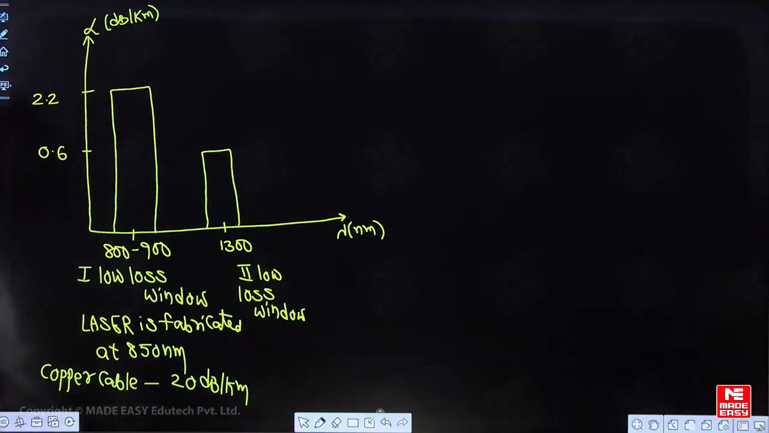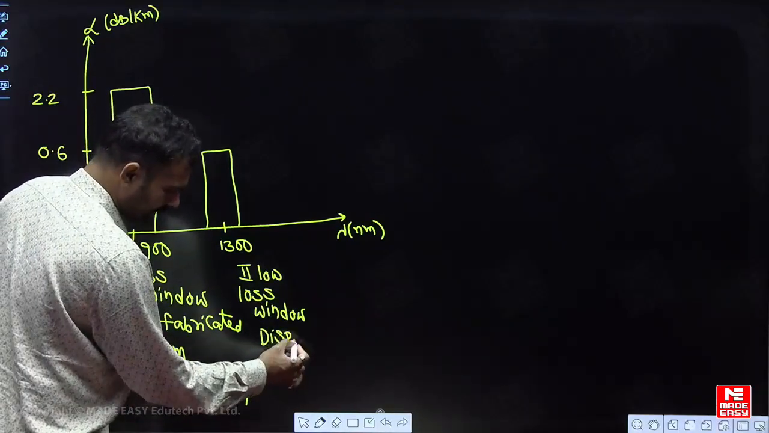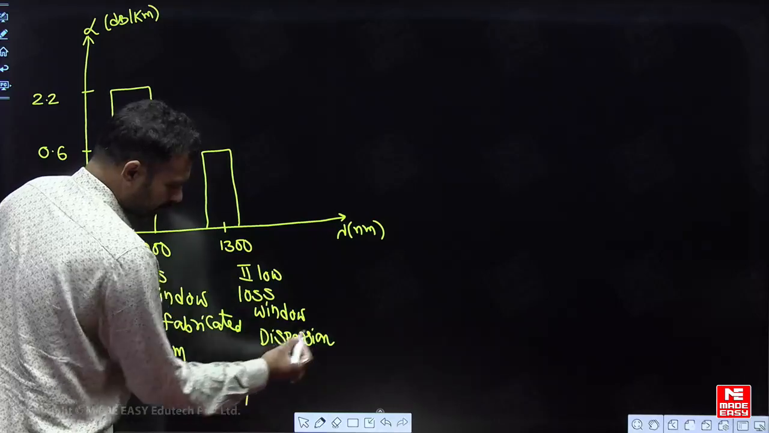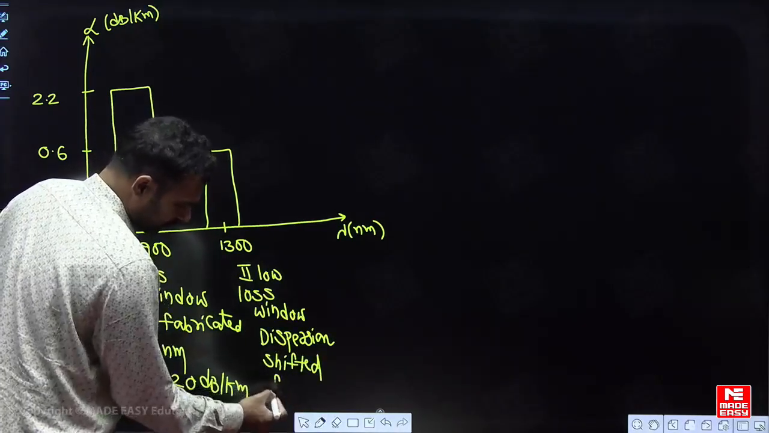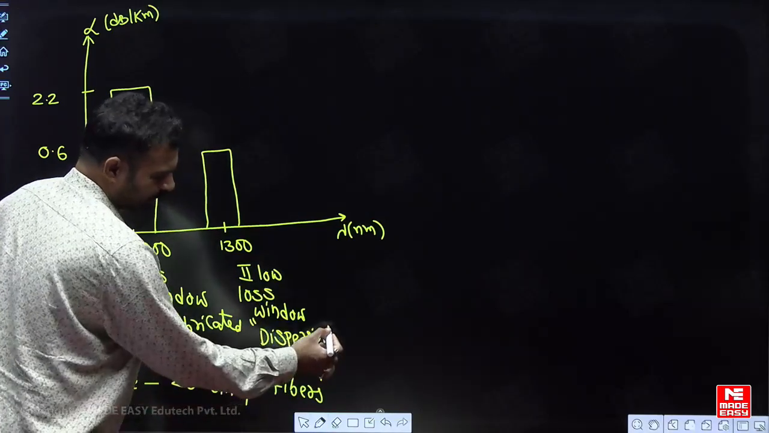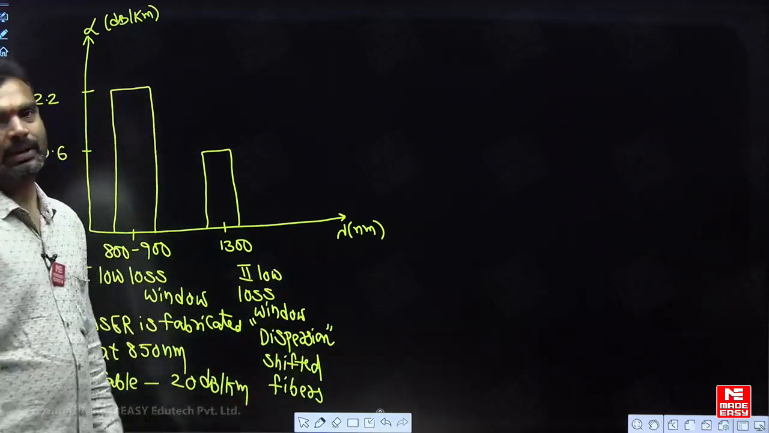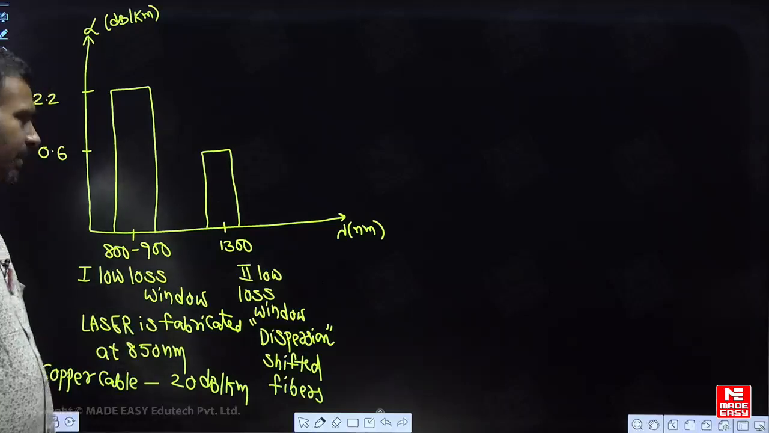In the second low loss window, they use fibers called dispersion shifted fibers. So the dispersion is shifted here, and I will explain dispersion shifted fibers in the classroom. Loss became less, and dispersion shifted fibers came into the picture. This concept is not yet completed; what dispersion is and how it is shifted I will explain to you. Just after this concept, I will tell the causes of attenuation, and there you will understand.